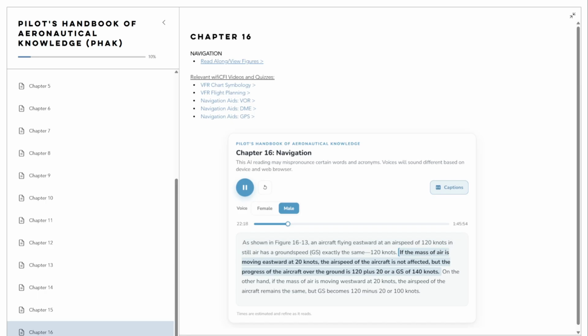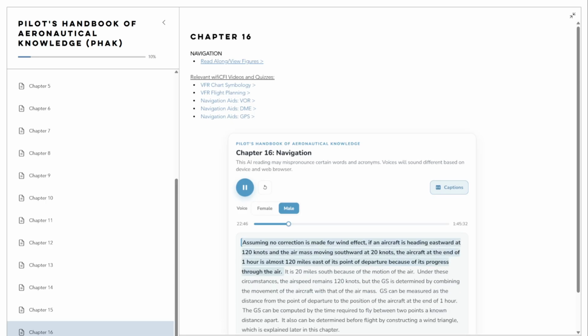If the mass of air is moving eastward at 20 knots, the airspeed of the aircraft is not affected, but the progress of the aircraft over the ground is 120 plus 20, or a GS of 140 knots. On the other hand, if the mass of air is moving westward at 20 knots, the airspeed of the aircraft remains the same, but GS becomes 120 minus 20, or 100 knots.